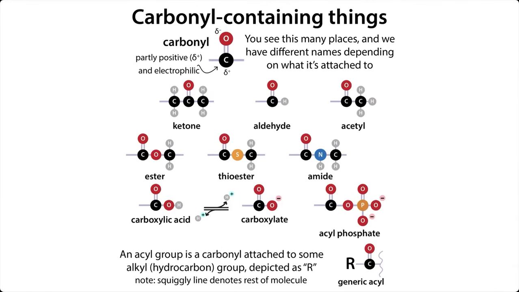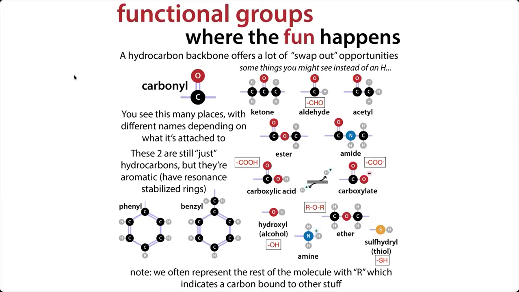But now let's talk about some of the names we give when we find it. If we find a carbon on either side of the carbonyl, we call this a ketone. If it has a carbon on one side and a hydrogen on the other side, we call it an aldehyde, and you might see it abbreviated CHO. You see this a lot when you're talking about sugars.